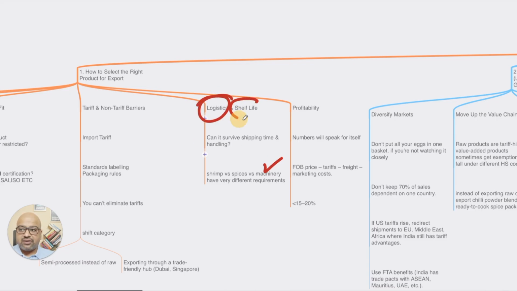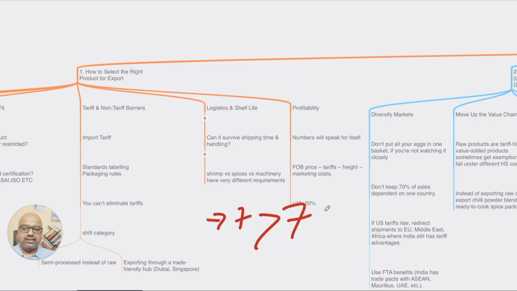Then comes the shelf life. If your product has a shelf life of more than 7 days, then okay, you can ship it, even by air at least. Because by the time it reaches, almost 2 days are consumed. The rest, you have around 5 more days to sell it.